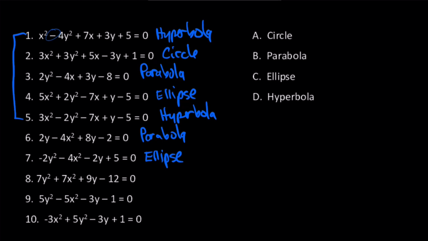Question 8 is a circle. It's 7y squared plus 7x squared. A and b are equal. Question 9, 5y squared minus 5x squared. So even though those two numbers are equal, one's positive, one's negative, so that is a hyperbola. And in question 10, the signs are different. Negative 3x squared plus 5y squared, different signs, also a hyperbola.